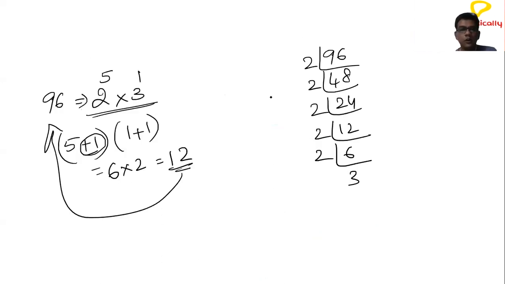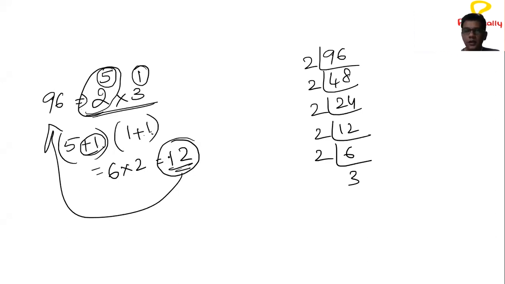Which means no matter what power of 2 you have, you need to add 1. Why do you need to add 1? Because you need to bring the power 0 here. And thus, whatever power you have, add 1 to it, and then multiply those values. That will become the number of factors for the number 96 or any other number. Did we understand this, guys?